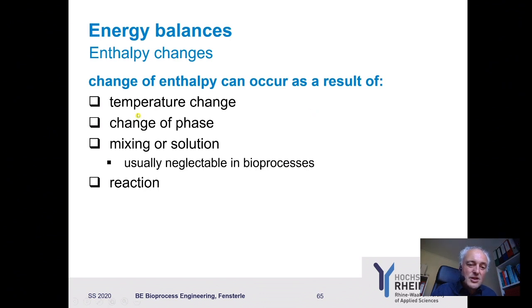Mixing or dissolving is in bioprocesses also usually negligible, but of course in chemical processes it's relevant. For example, if you put concentrated acetic acid into water and you mix it, then you will produce a substantial amount of heat. But usually you don't go with these highly concentrated solutions in bioprocesses because your microorganisms simply will not survive that, and therefore the mixing enthalpy changes are in general negligible. The same is true for solution enthalpy changes. However, the reaction, of course, not.